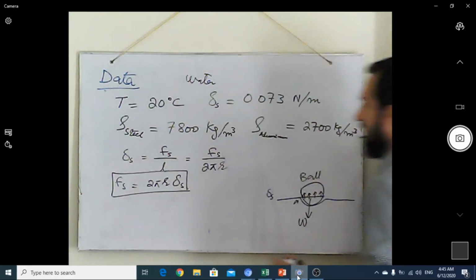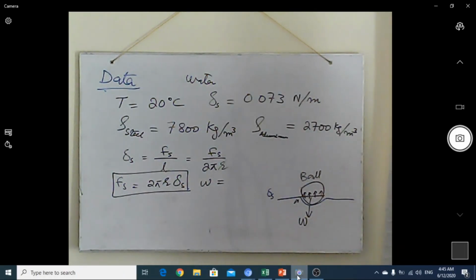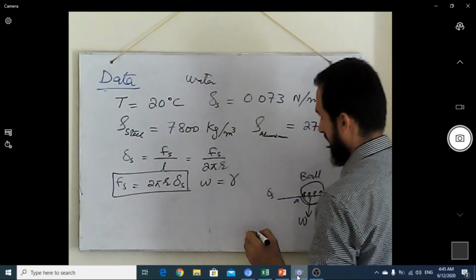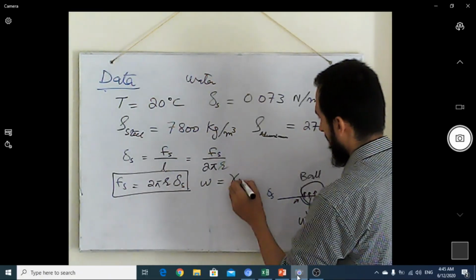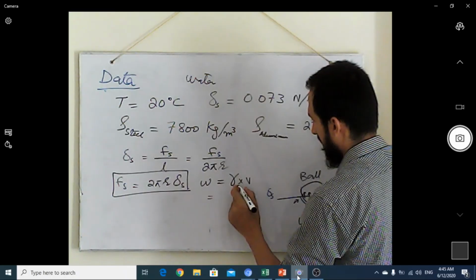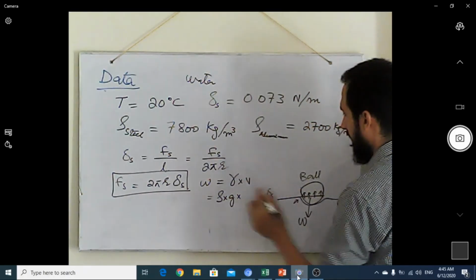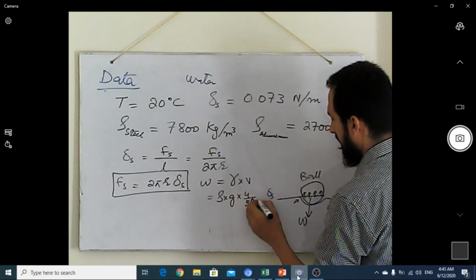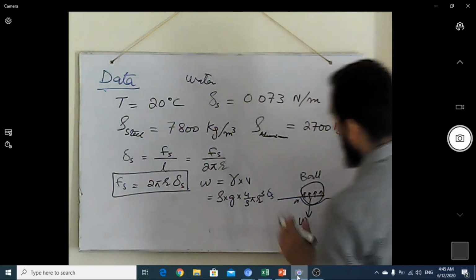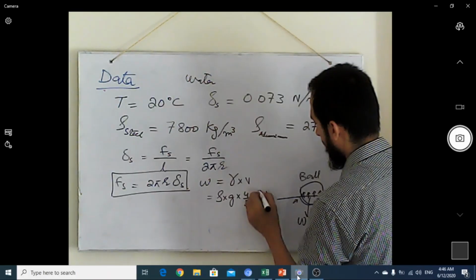On the other hand, the weight is the force which is applying downward and forces the ball to sink down into the liquid, which is equal to the specific weight multiplied by the volume of the ball. And we know that the specific weight is equal to the density multiplied by g, and the volume of the ball is 4/3 pi r cube. We need to determine the diameter, so we will reduce it in the form of diameter again.